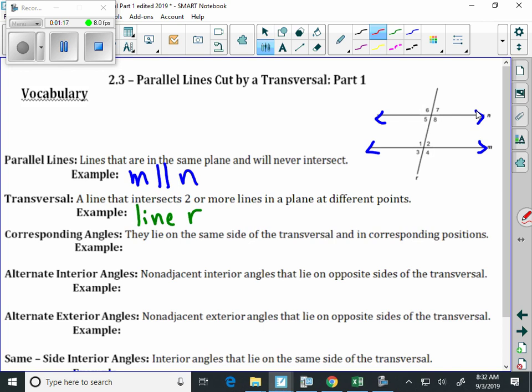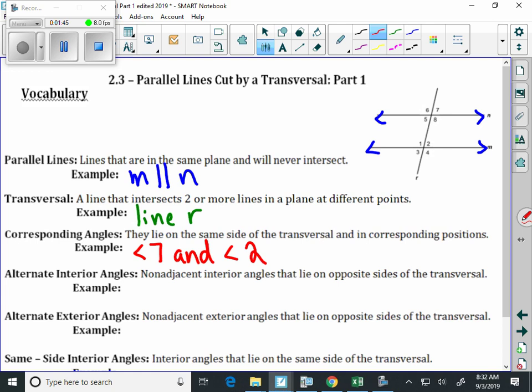What I like to say is, if we look at the diagram, I can say that angle 7 and angle 2 are an example of corresponding angles, because angle 7 is on top of the parallel line and to the right, and angle 2 is on top of the parallel line and to the right.